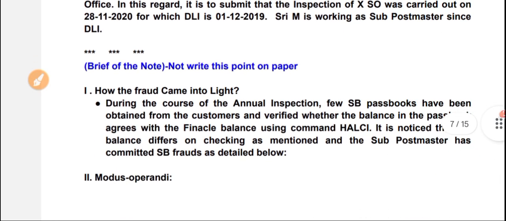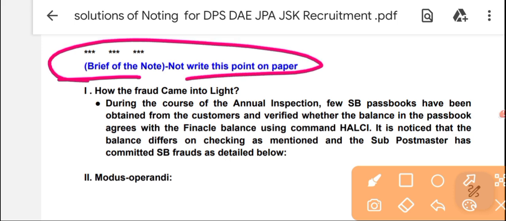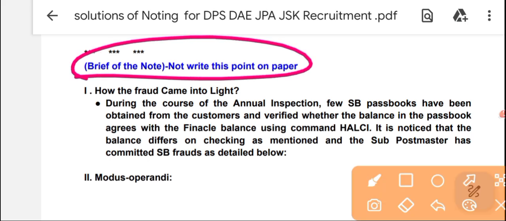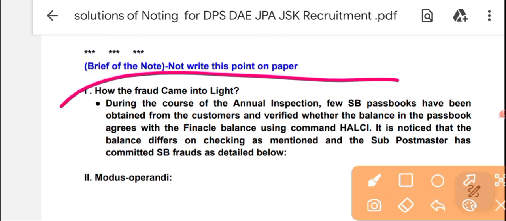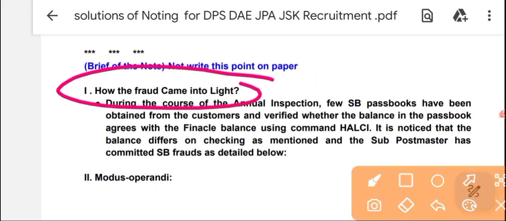Next, the brief of the note. You will assume any introduction, but here you will not write the brief of the note; you will write the explanation of that situation, like how the fraud came to light.